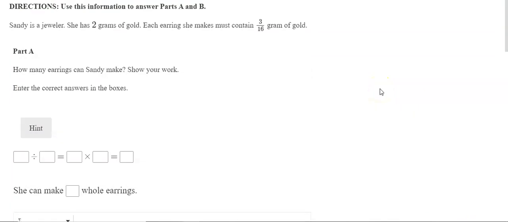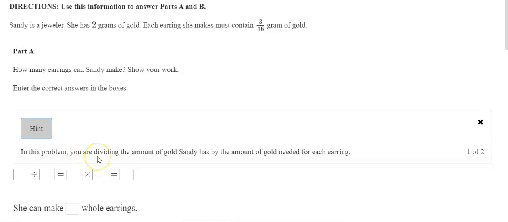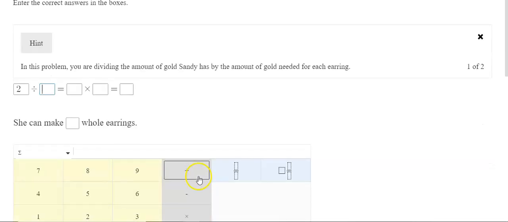Sandy is a jeweler. She has 2 grams of gold. Each earring she makes must contain 3/16 grams of gold. So how many earrings can Sandy make? So let's look at our hint. In this problem, you're dividing the amount of gold Sandy has. So she has 2. We're going to divide it by 3/16.